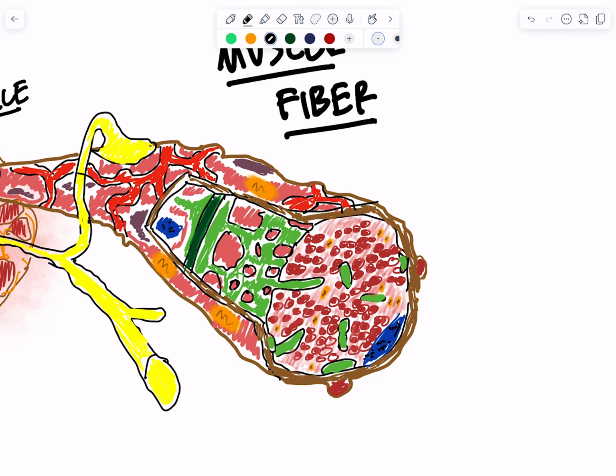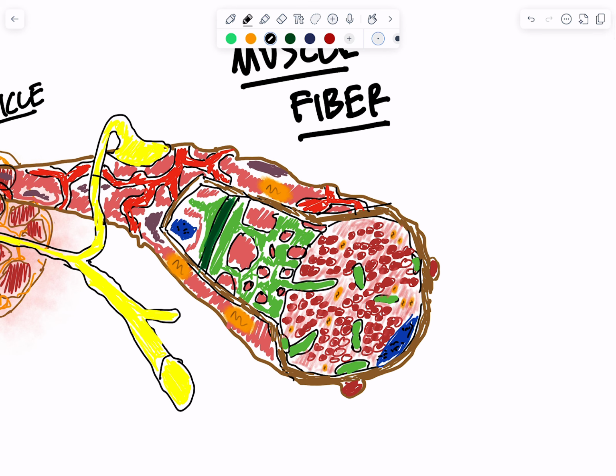So the first thing I want you guys to know is these muscle fiber cells are going to have a membrane, and this membrane is going to be called the sarcolemma. And just like any other cell, muscle fibers also have a cytoplasm, and this cytoplasm is going to be called the sarcoplasm.